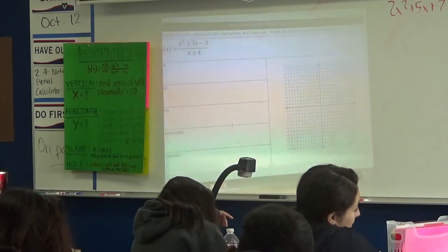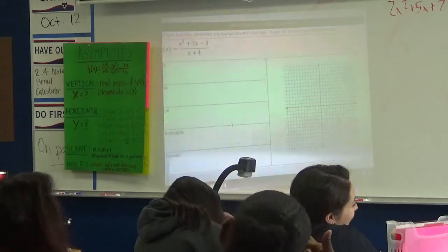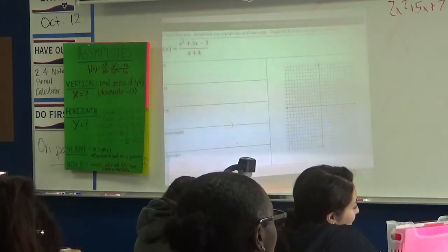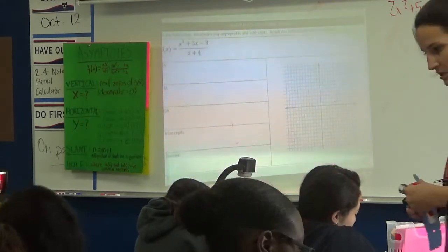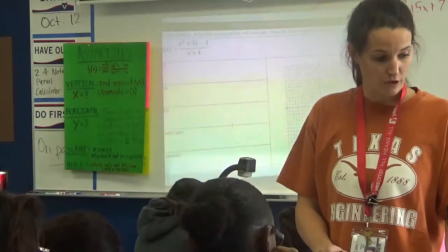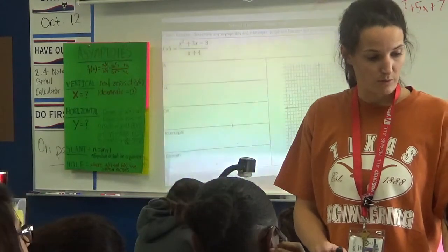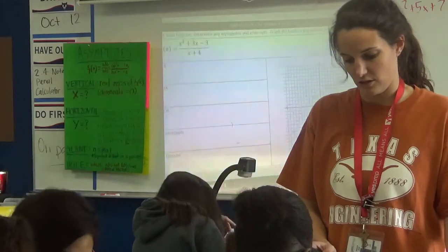Got our vertical. Now for our oblique. Let's check and see if it has one. Is the top bigger by 1? Yes. So go ahead and set up your synthetic division to find the oblique asymptote. You're dividing by x plus 4. So we would put what? Yeah. It's essentially going to be your vertical asymptote. It's going to be there, right?